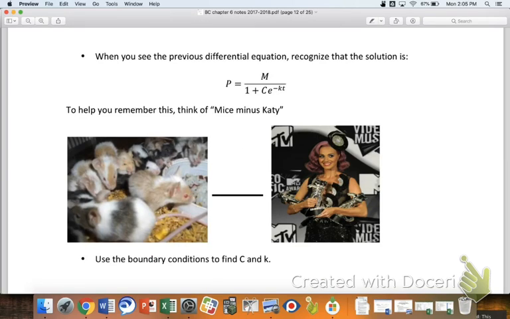The whole thing with Katy Perry down there is just a mnemonic device to help you remember the solution to our differential equation. We'll get into that next time. It's simply mice minus Katy. It's pretty simple.